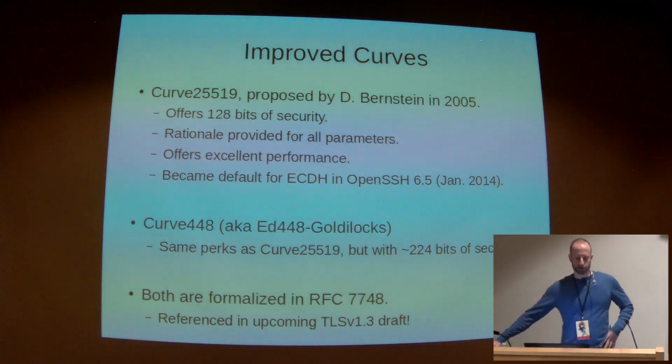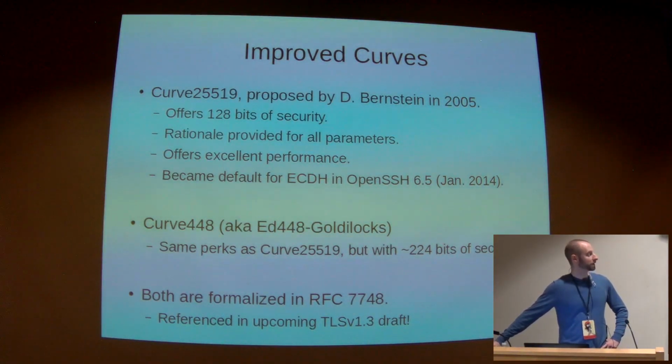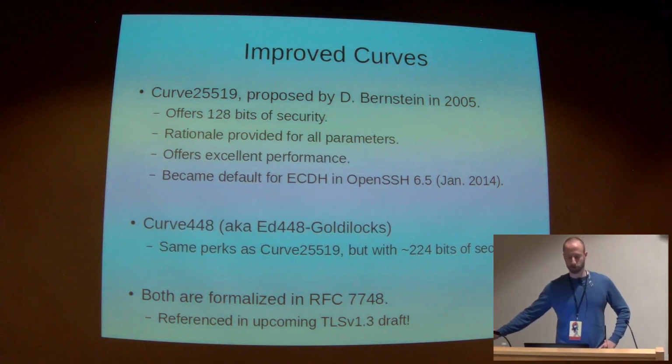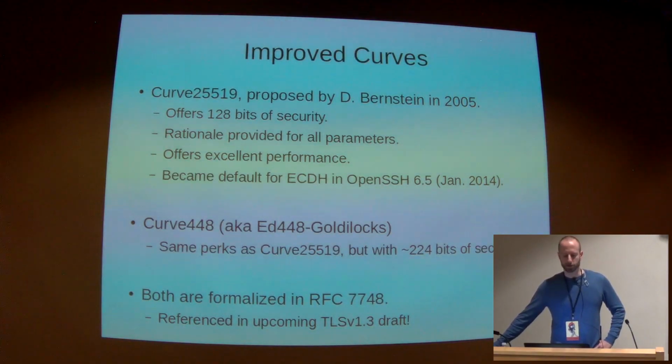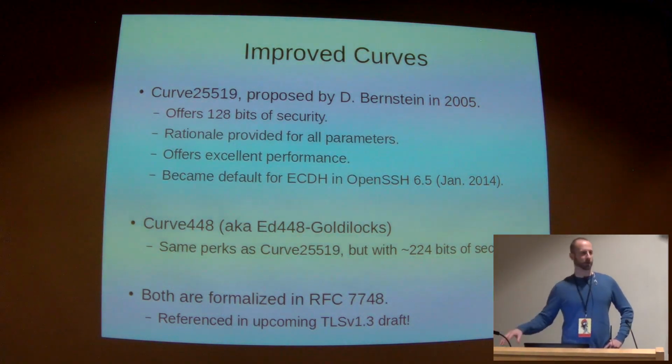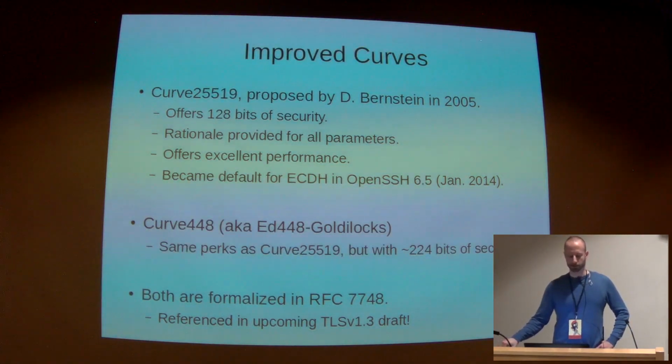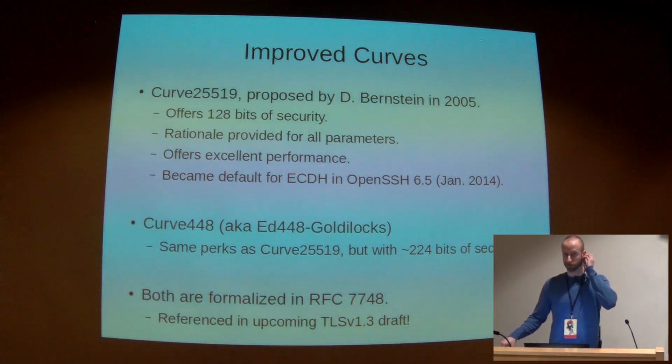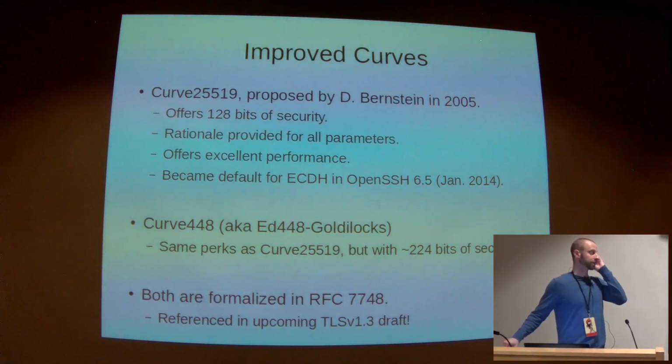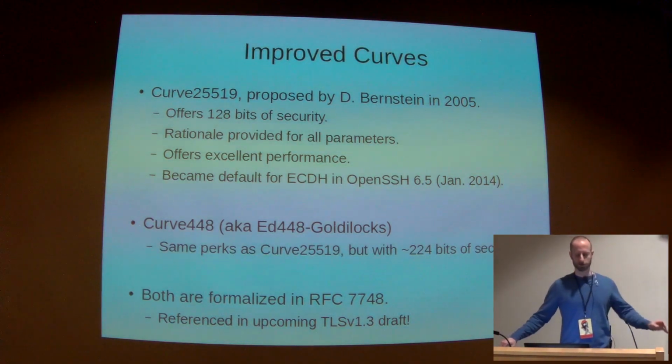So in terms of alternatives, since I just spent so much time talking about these curves that are bad, the question would be, well, what's better? There's Curve25519, which was proposed by Bernstein. It's 128 bits of security. Rationale for all the parameters is provided. It's got excellent performance. And it's not just academic, it's actually being used. It's been the default in OpenSSH for over 3 years, so it's in use.